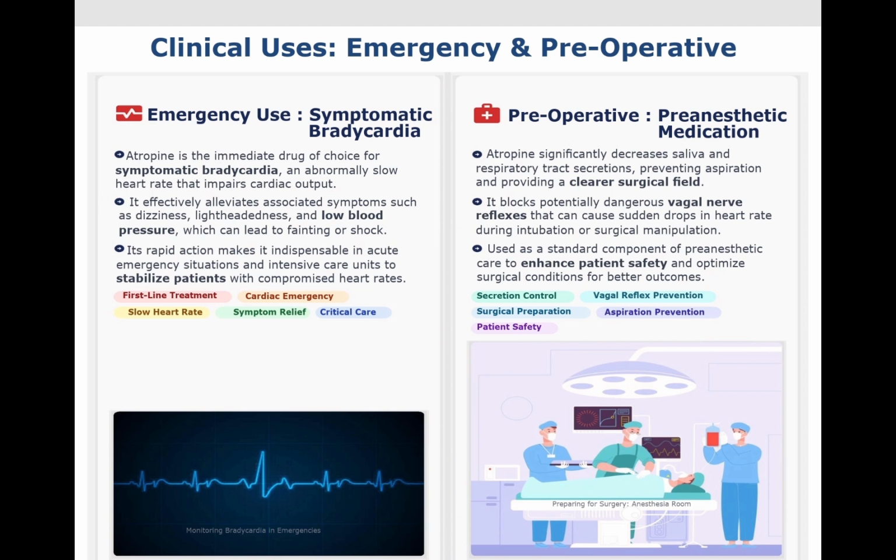Secondly, atropine is widely utilized as a pre-anesthetic medication administered prior to surgical procedures. Its potent anti-secretory effect significantly reduces salivary and bronchial secretions, which is crucial for preventing aspiration during intubation and maintaining a clear airway. Beyond secretion control, it also prevents reflex bradycardia and other dysrhythmias that can be triggered by surgical manipulation or certain anesthetic agents, thereby stabilizing cardiac rhythm throughout the procedure.